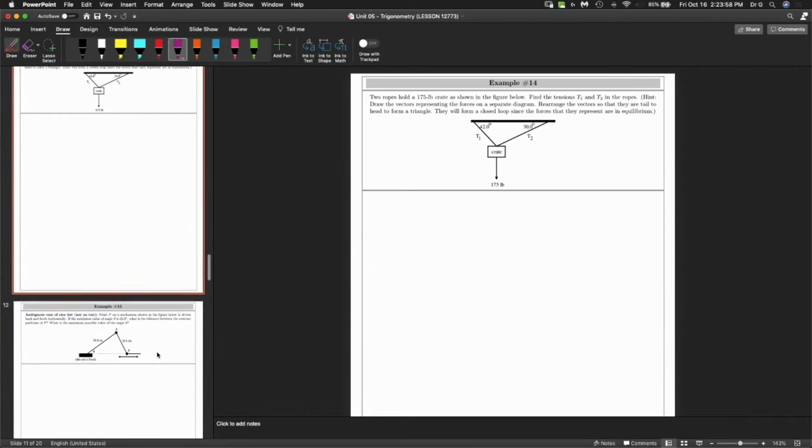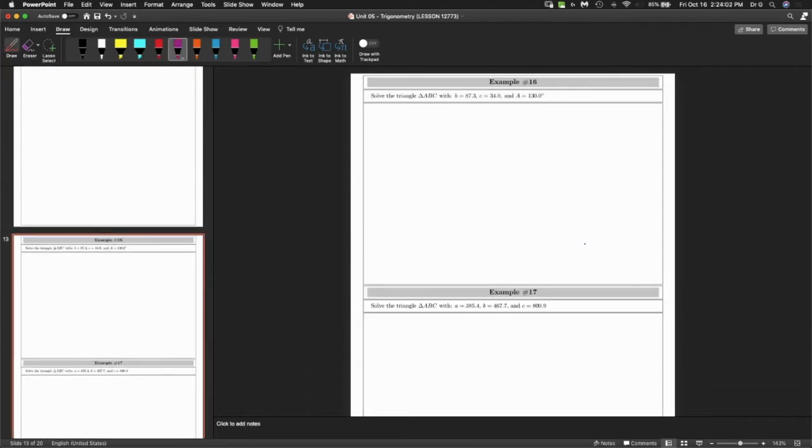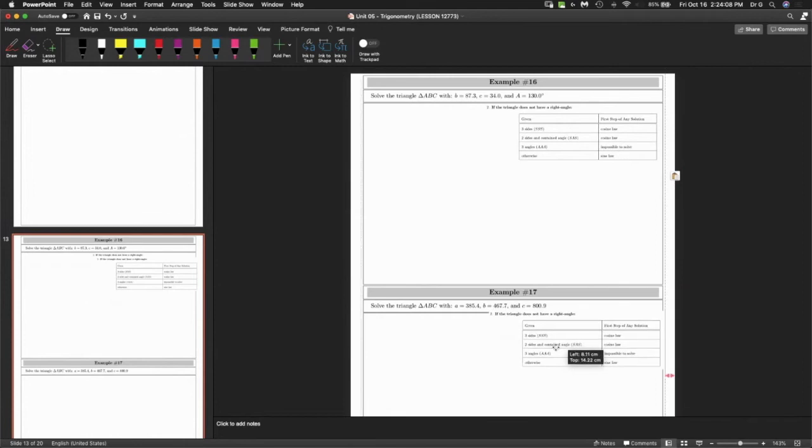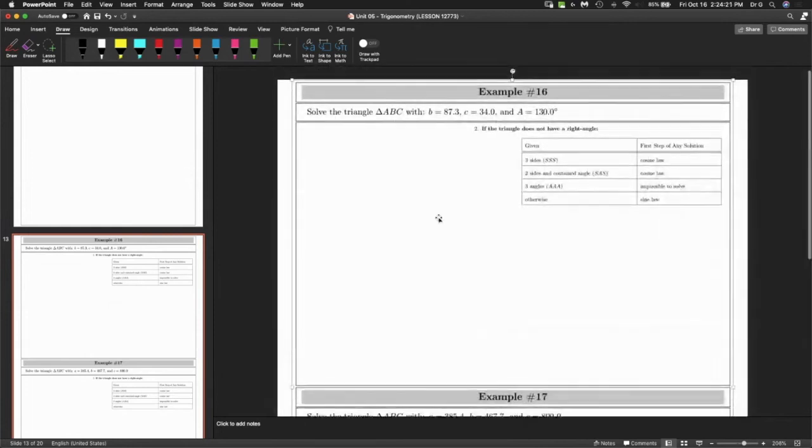The next question is to talk about cosine law. So here's a little decision table, and let's just copy this decision table over here as well. We're going to discuss cosine law for a few examples, and make sure that we are fully clear about what to cover. So let's take a look at example 16.